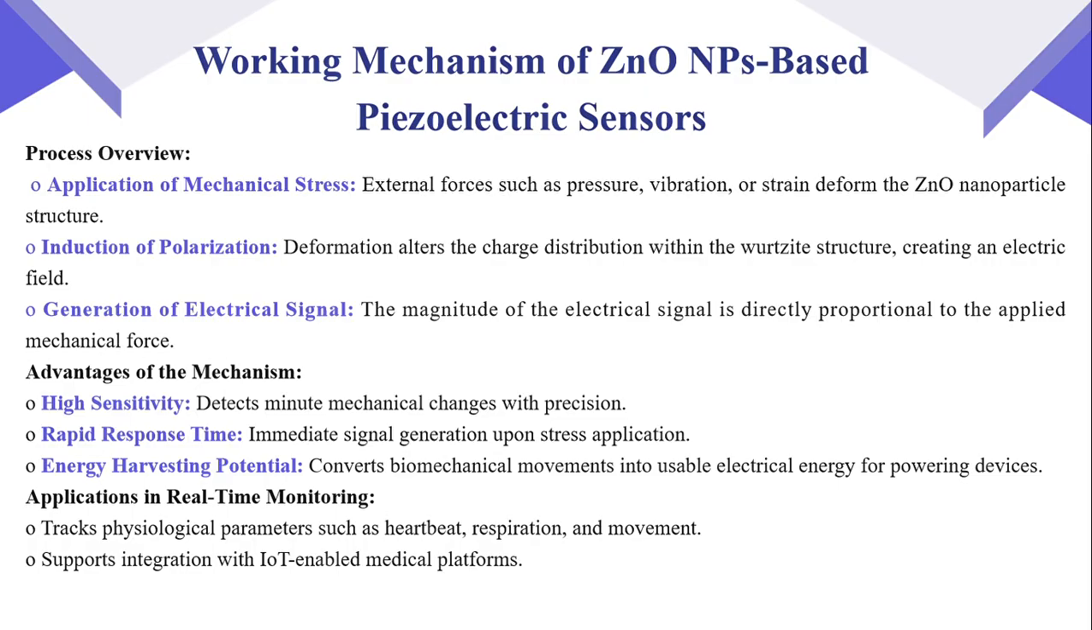Its advantages mainly involve high sensitivity. High sensitivity means it detects minute mechanical changes with precision. Its rapid response time means immediate signal generation upon stress application. And energy harvesting potential means it converts biomechanical movements into usable electrical energy for powering devices.